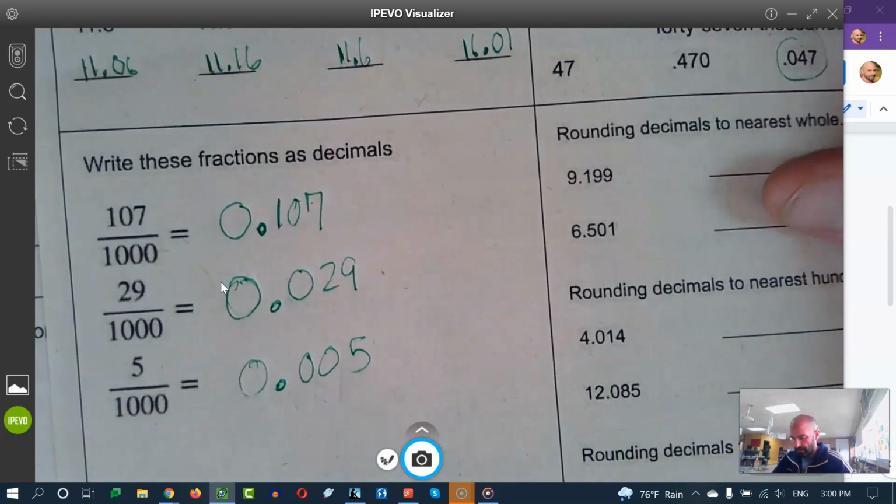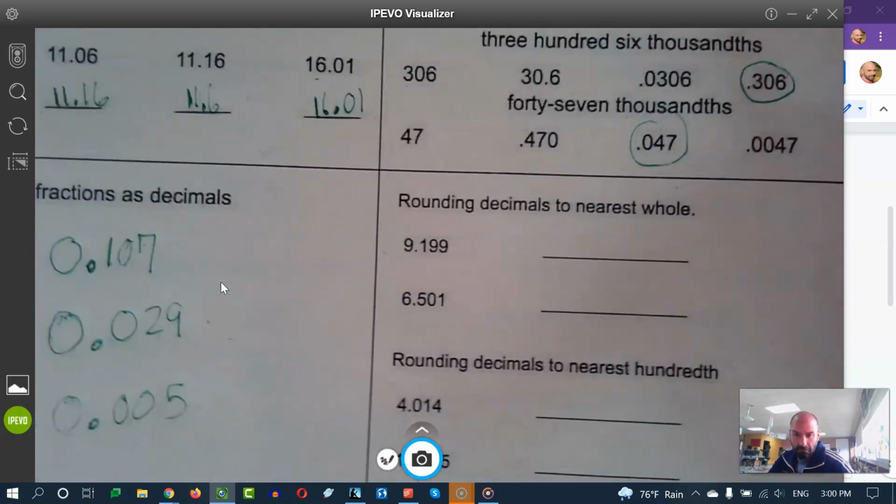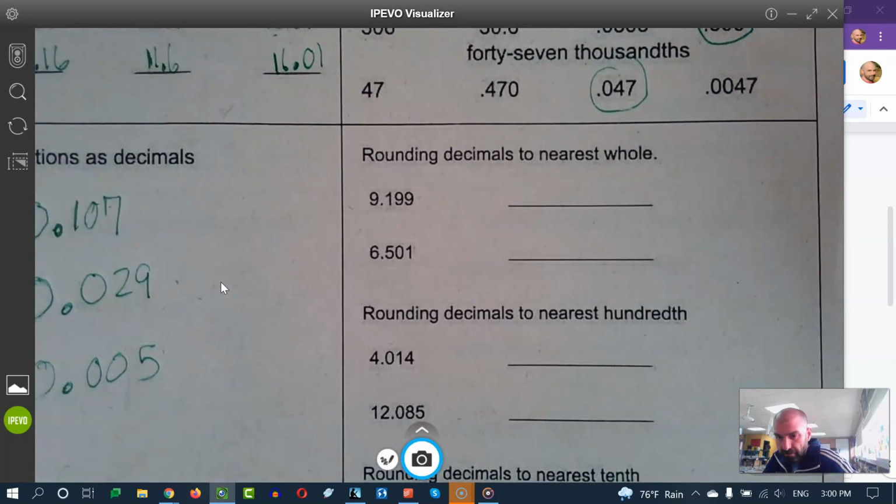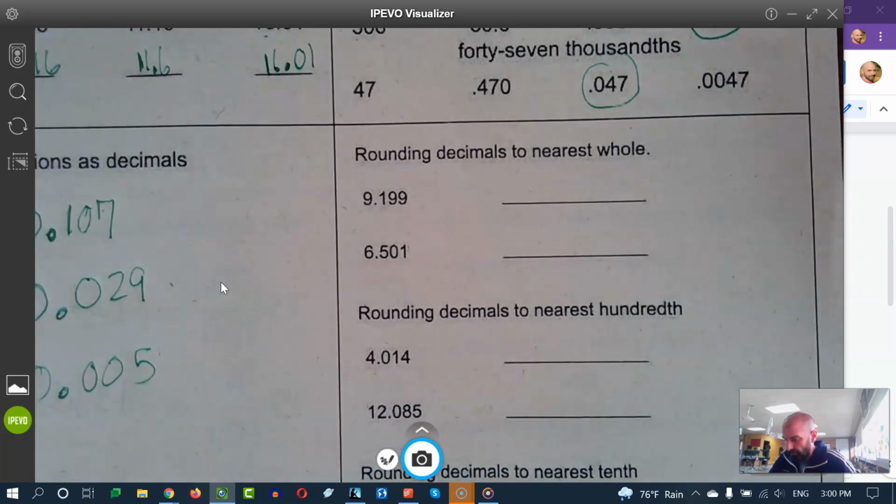Okay, now we're into rounding town. Sounds like a nice place to live. Where do you live? I live in Rounding Town.